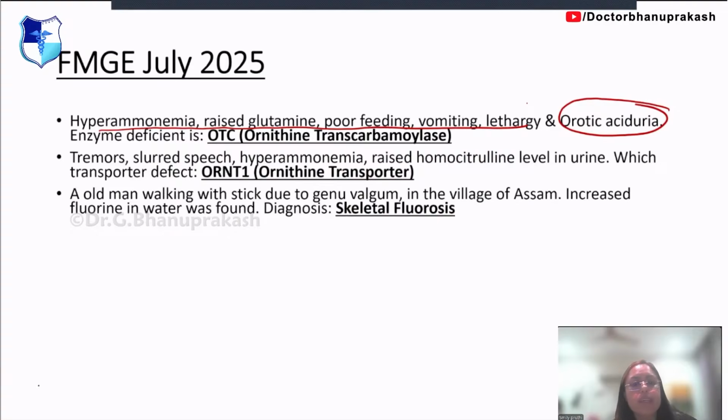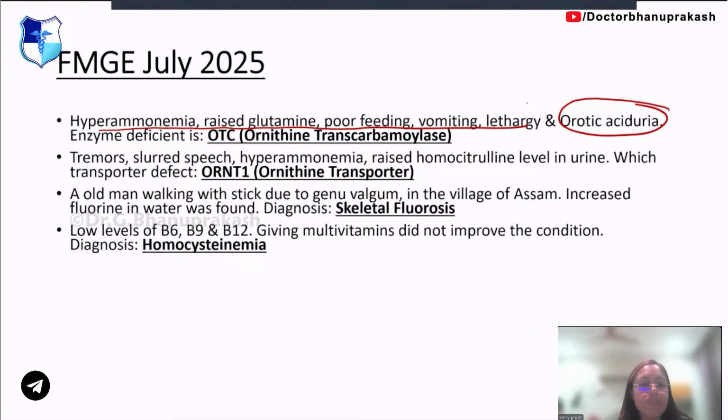Old man walking with a stick, genu valgum, in a village of Assam. Increased fluorine in water was found. It is fluorosis because bones are affected, so it is skeletal fluorosis. So the fluorine level must be more than 20 parts per million in the drinking water.